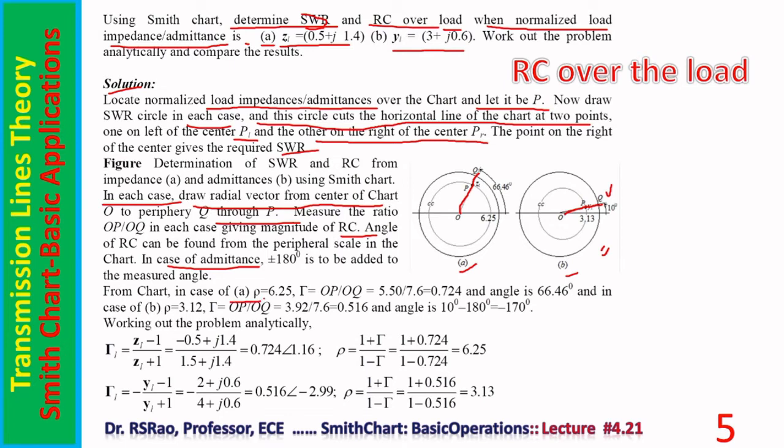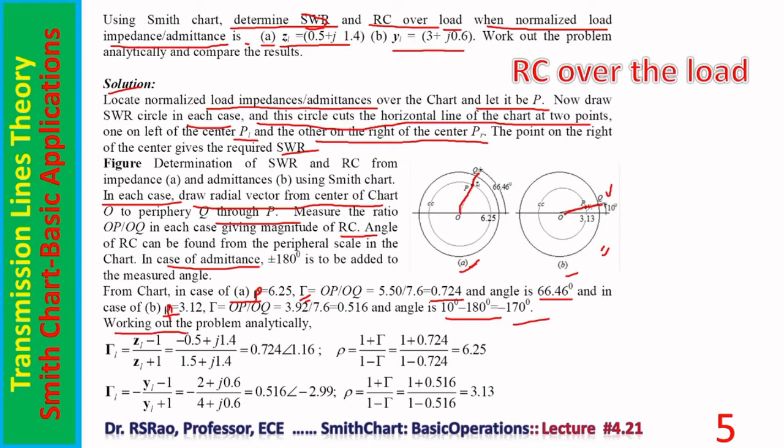From the chart, one can see in case of A, rho SWR is 6.25 and magnitude of reflection coefficient can be found as 0.725. Angle is 66.46 degrees in case of A. In case of B, rho SWR is 3.12. Magnitude is 0.516. Angle is 10 minus 180 degrees, that is minus 170 degrees. We have to use negative 180, minus 170 degrees.